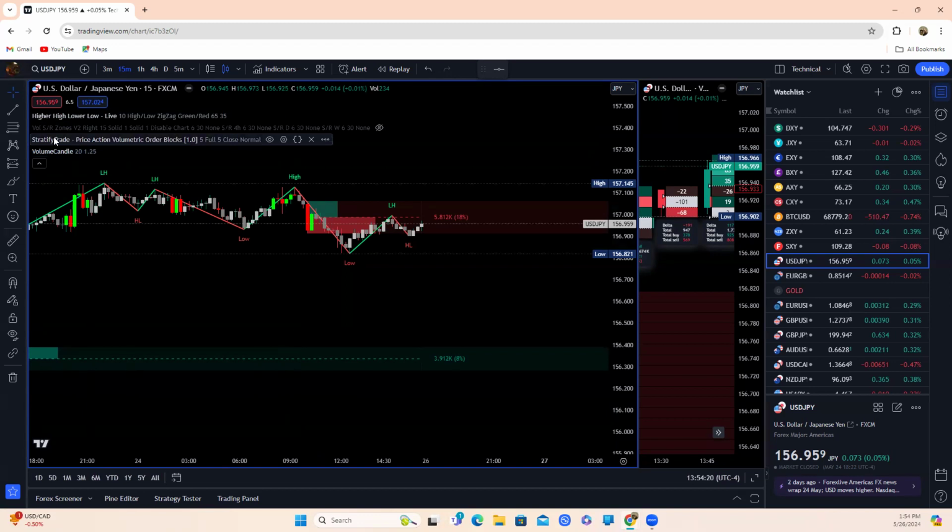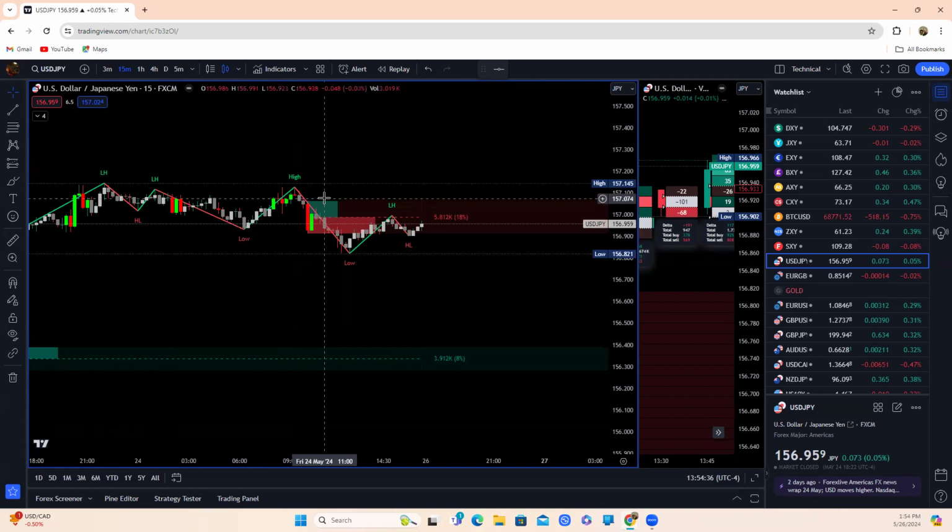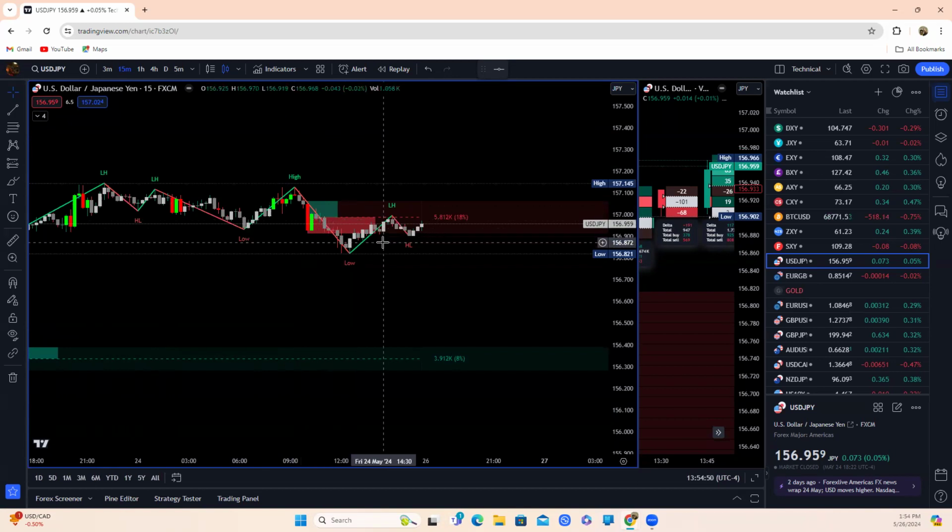Then I also have the price action volumetric order blocks by Stratified Trade. It's pretty much an exact duplicate of the volumetric order blocks from Lux Algo. But this is a free indicator versus the paid version from Lux Algo, which is included in their price action concepts indicators suite, which you have to pay for.